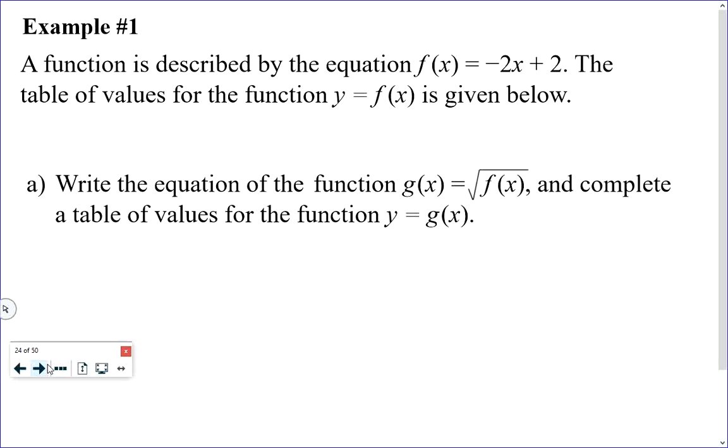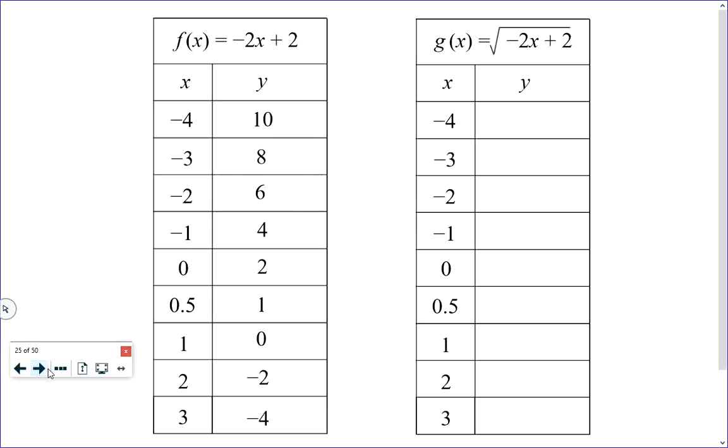So example 1, we're going to go through, I think, 4 examples here today. Example 1 is simply, it's not even actually an example or a question you would see on an exam. It's something that I've come up with to try to get you to understand what's going on with square roots of functions. So a function is described by f of x equals negative 2x plus 2. Does that match your function? Okay. And I've given you a table of values for the function. Here's the table of values.